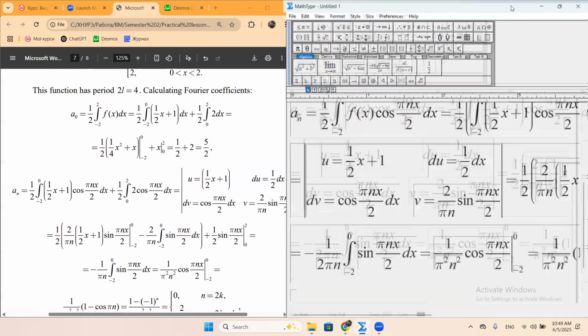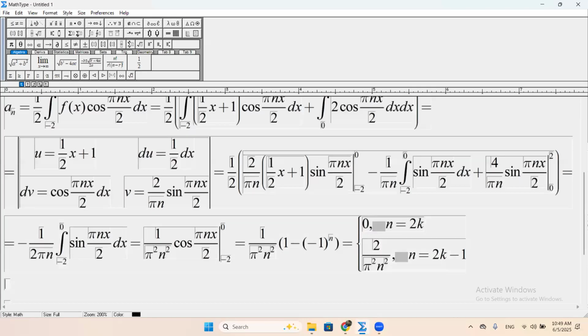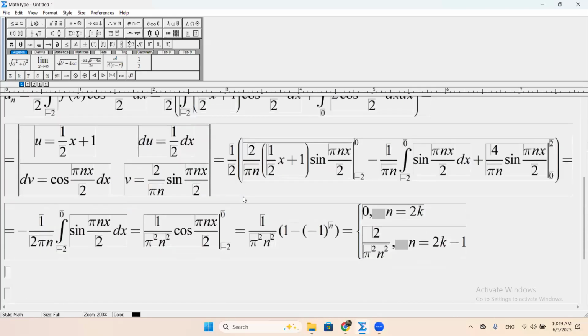And now let's move to b. So an is done. Calculating bn.